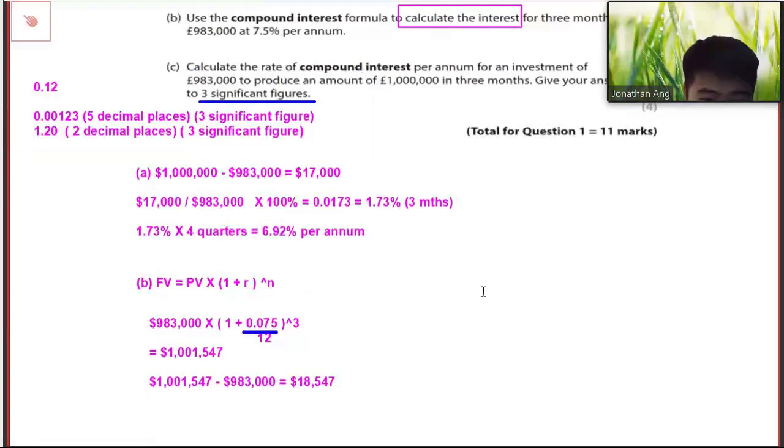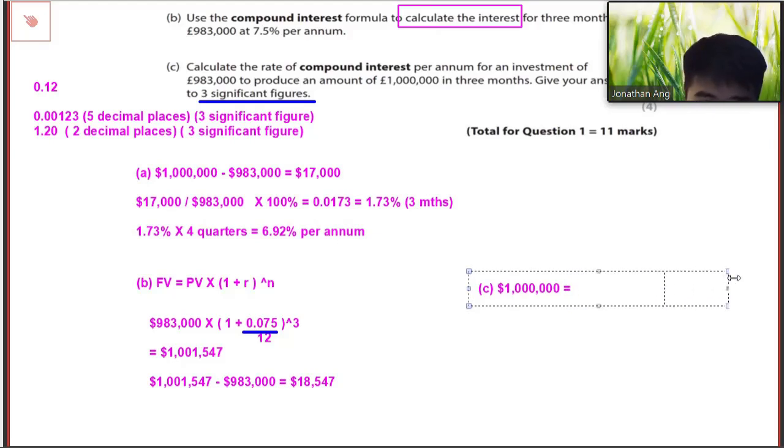Now, let's look at option C. Let's do it by side. Your future value is supposed to be 1 million, because that is what you want to achieve, equals to 983,000, multiply with 1 plus r.